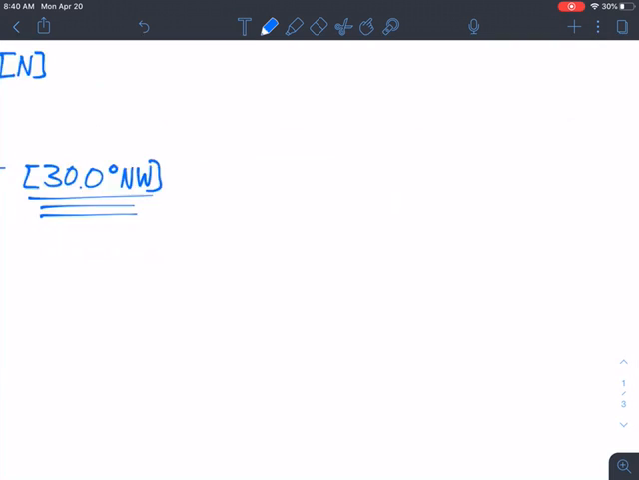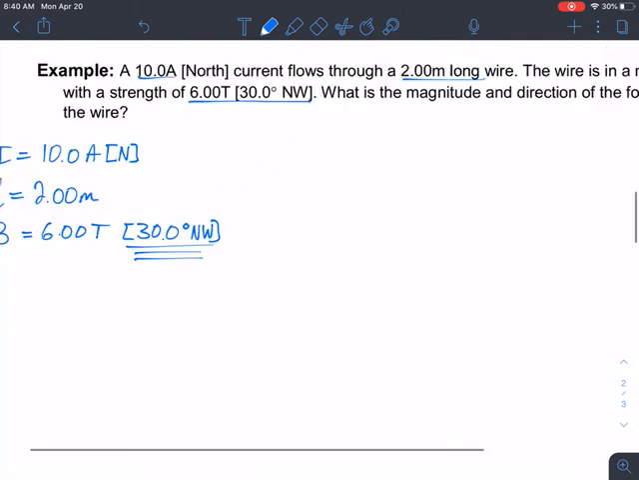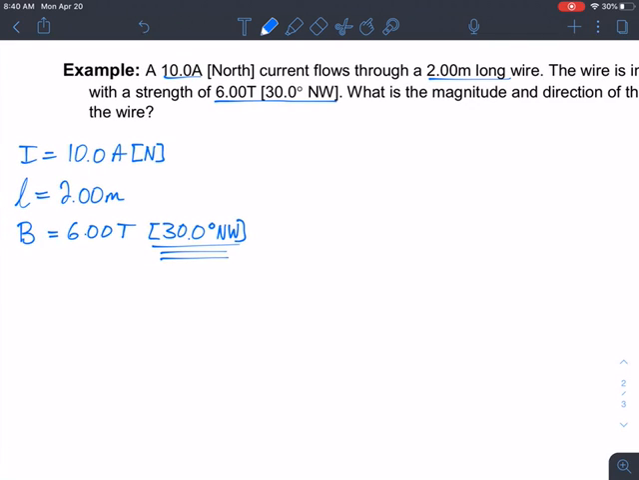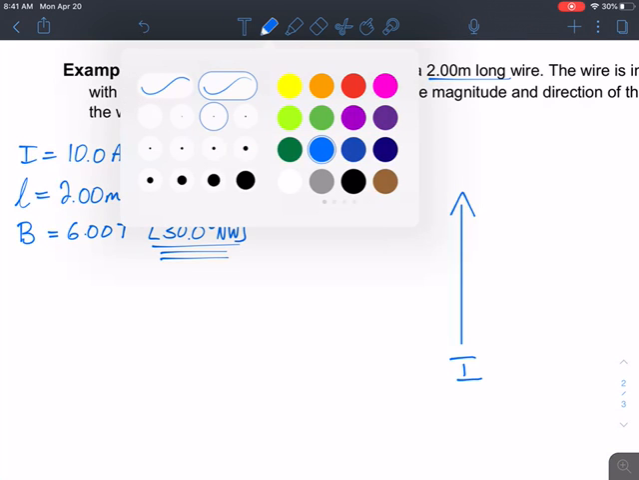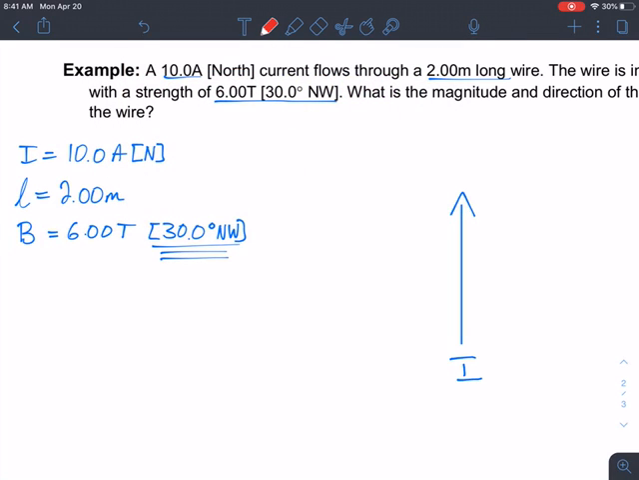We've got I is north. Now we've got a magnetic field that is 30 degrees north of west. That means if we started off going west, we're 30 degrees north of that. So this is 30 degrees. Hopefully you can see right away, we drew this 30 degrees off of an imaginary line.